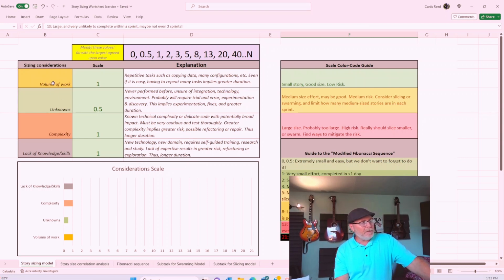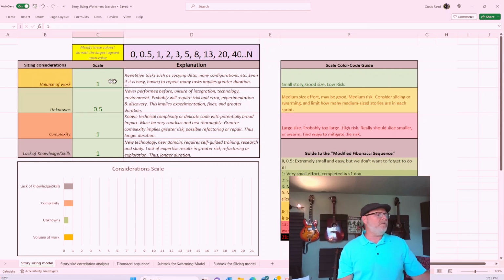And we say, okay, so on this story 01, how would you score this for volume of work? Is it a high volume story? Let's say that it's a 1. How about unknowns? Are there any unknowns? Generally not. We've done this before, but there's always something that could pop up. All right, well, let's give it a little half point there for unknowns.